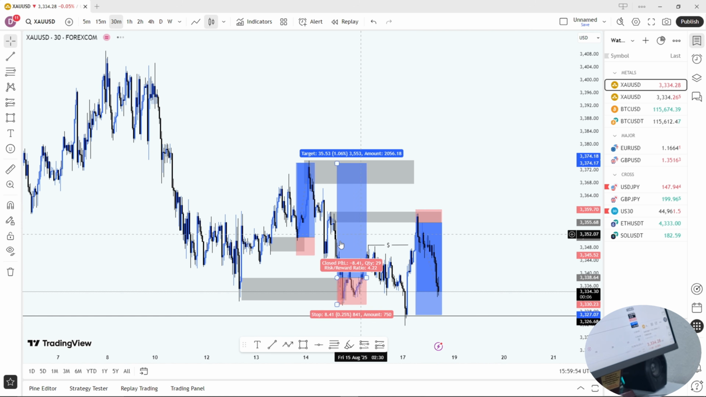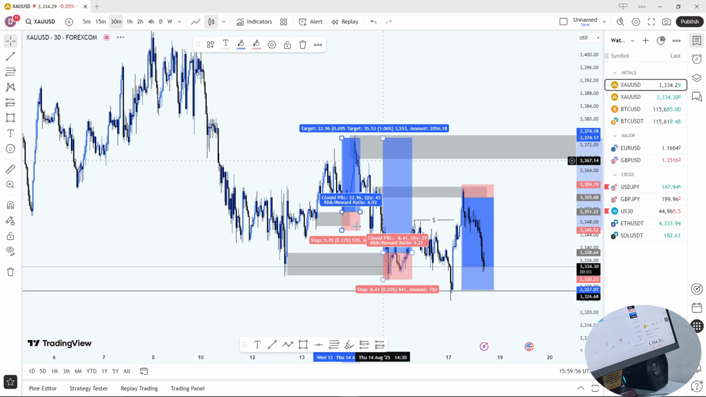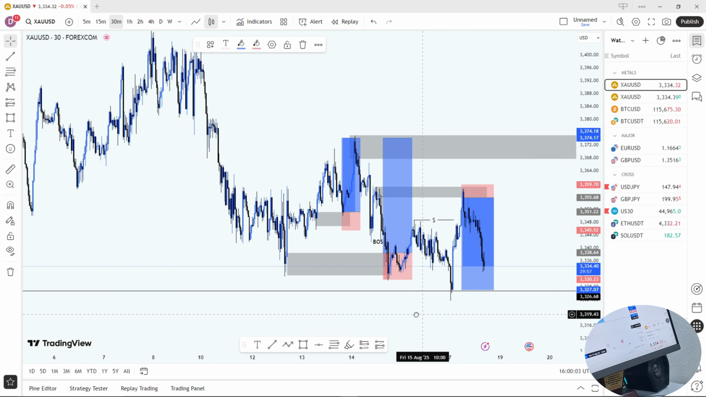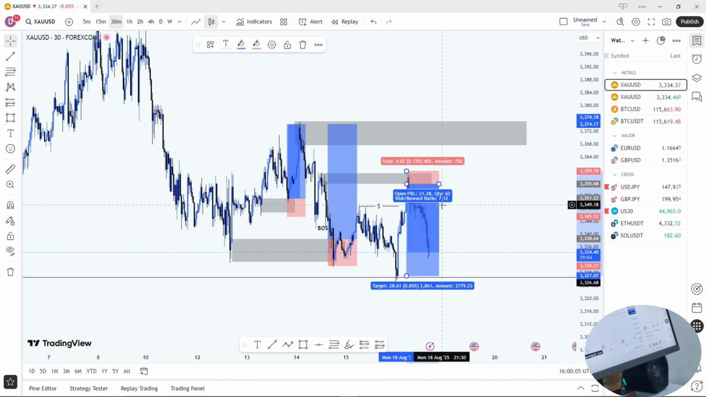And this is another trade I took on gold. It was the first buy I took, which gave me a 1:4 risk to reward ratio. This one hit stop loss. Another buy I tried taking also hit stop loss. Then I'm currently on this very sell, currently targeting a 1:7 risk to reward ratio.